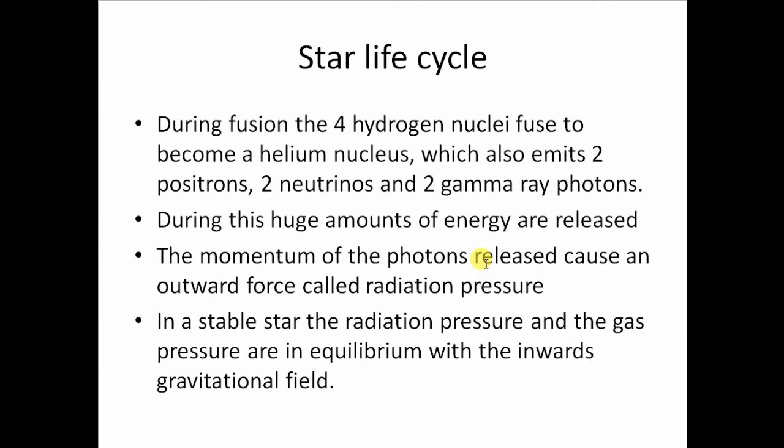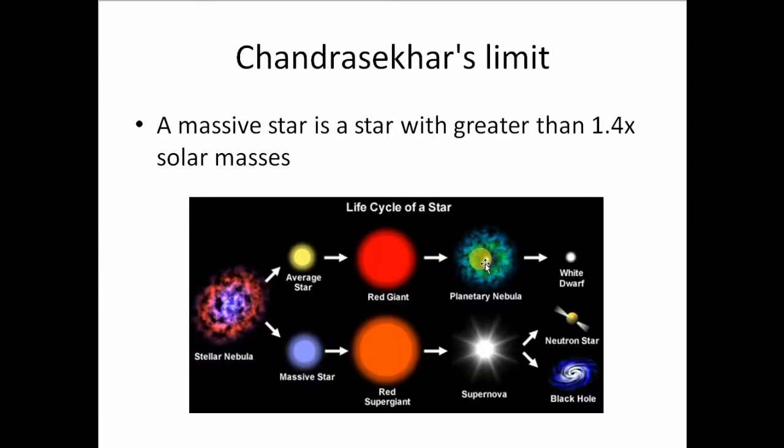There was once a man called Chandrasekhar who had a limit, and his limit is 1.4 solar masses. And as we can see below this, we have the life cycle of a star. So we start with a stellar nebula, which is just the gas cloud, and then this can turn into an average star or a massive star, depending on the amount of gas we have. If we have an average star, which is below 1.4 solar masses, you get a red giant, then a planetary nebula, and then a white dwarf. If the star has greater than 1.4 solar masses, it will become a red supergiant, then a supernova, and then a neutron star or a black hole, depending on certain circumstances.